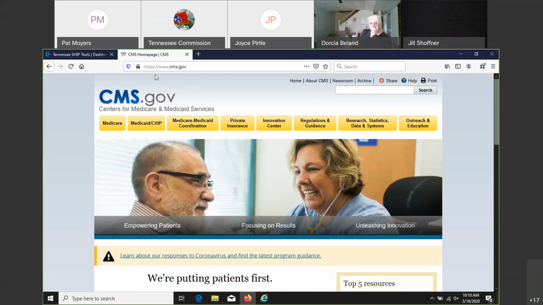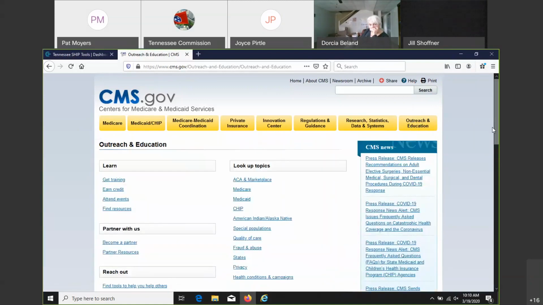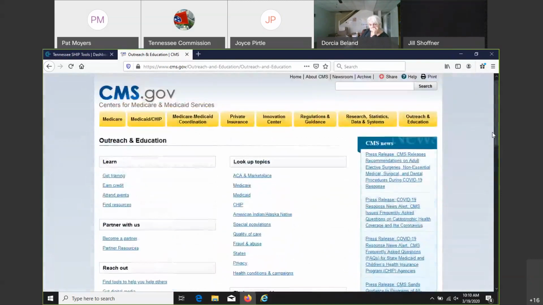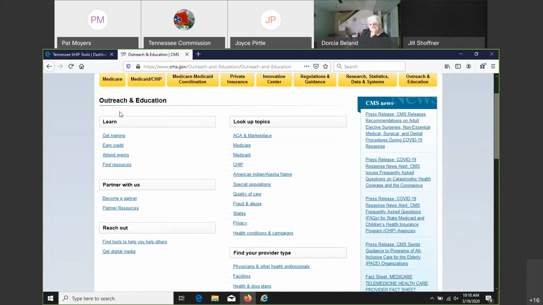If you go to www.cms.gov, you can access this website. And one of the nice tools on this website is their outreach and education portion. You'll see it right here on the right of the screen. If we click that, it will allow us to get to a bunch of outreach and education topics. What we're going to look at today is going to be under Learn.